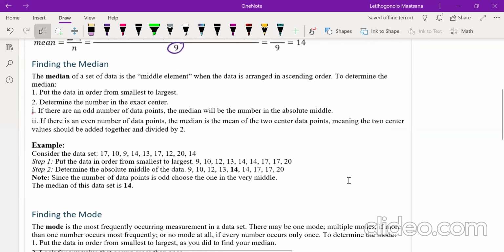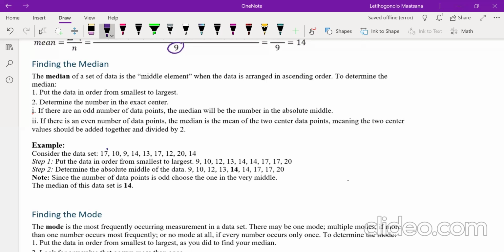Next, we'll talk about finding the median. The median of a set of data is the middle element when the data is arranged in ascending order. We have to determine the median by putting the data in order first from smallest to largest, and then determine the number in the exact center. If there is an odd number of data points, the median will be right in the middle. Whereas if we have an even number of data points, the median would be between two numbers, and we would have to add those two and divide them by 2.